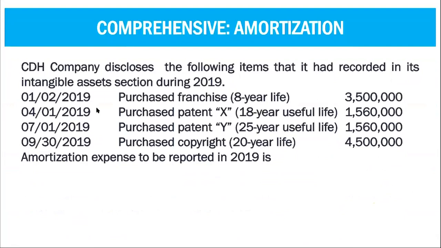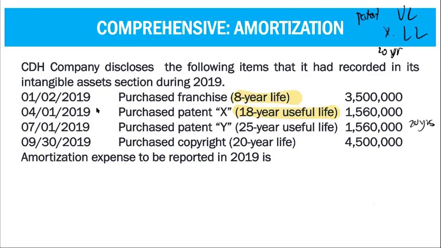So CDH company discloses the following items that it recorded in its intangible assets. We have a franchise 8-year life, patent 18-year useful life. So guys, if ever it is patent, only patent, you compare the useful life to the legal life. So the legal life is 20 years. 18 versus 20, lower is 18. This another patent, why 25 years? 25 versus 20, lower is 20 years.